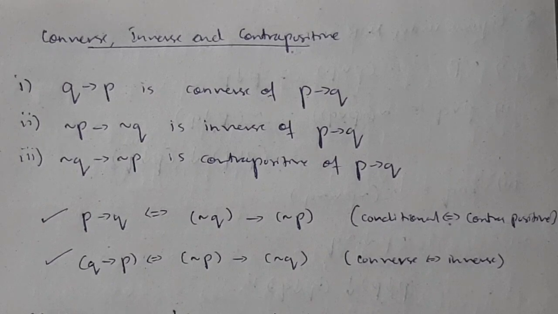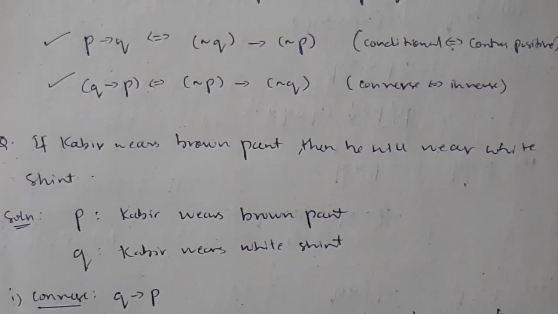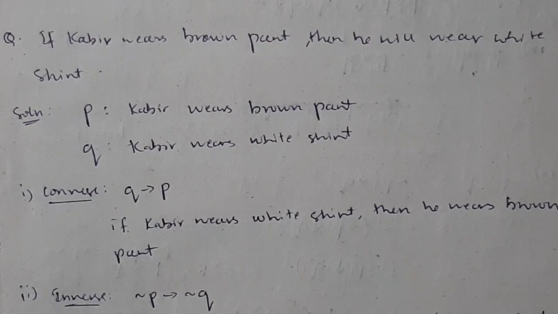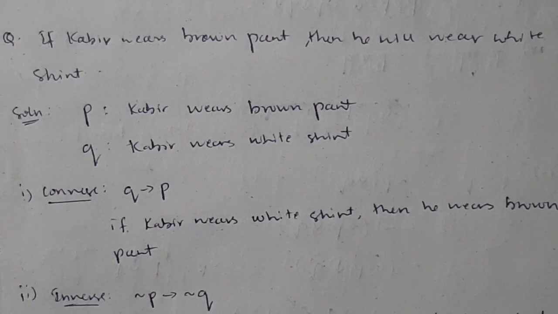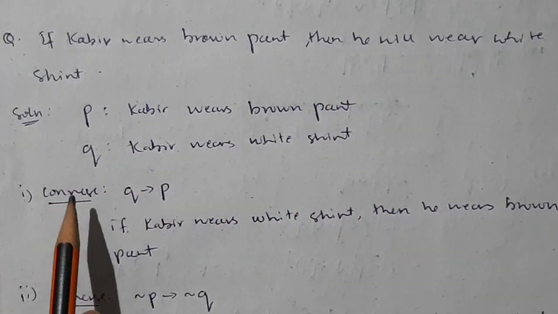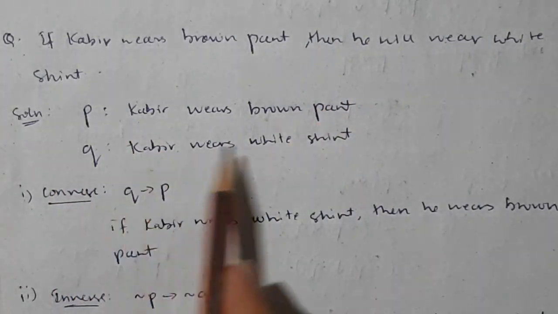Now let's see what problems can be asked under this converse. This is the question: if Kabir wears a brown pant, then he will wear a white shirt. Divide this into two sentences, p and q. p: Kabir wears a brown pant. q: Kabir wears a white shirt.